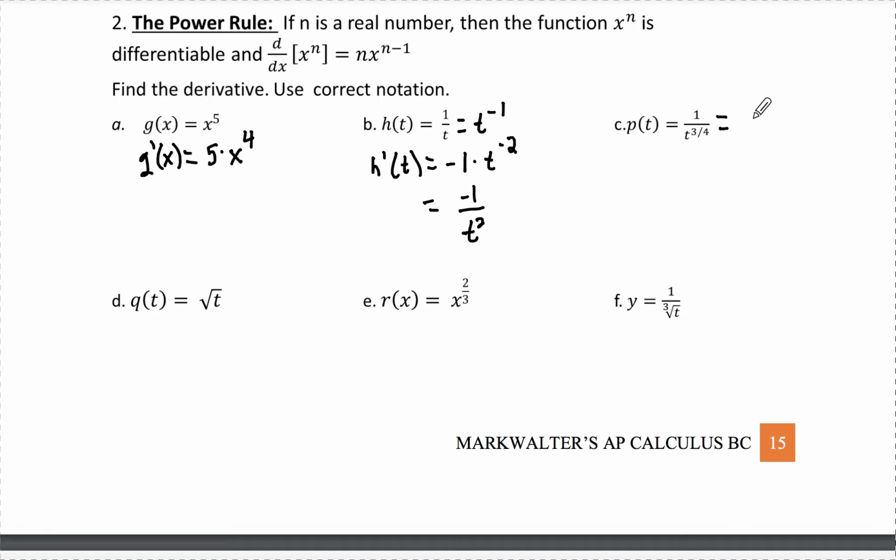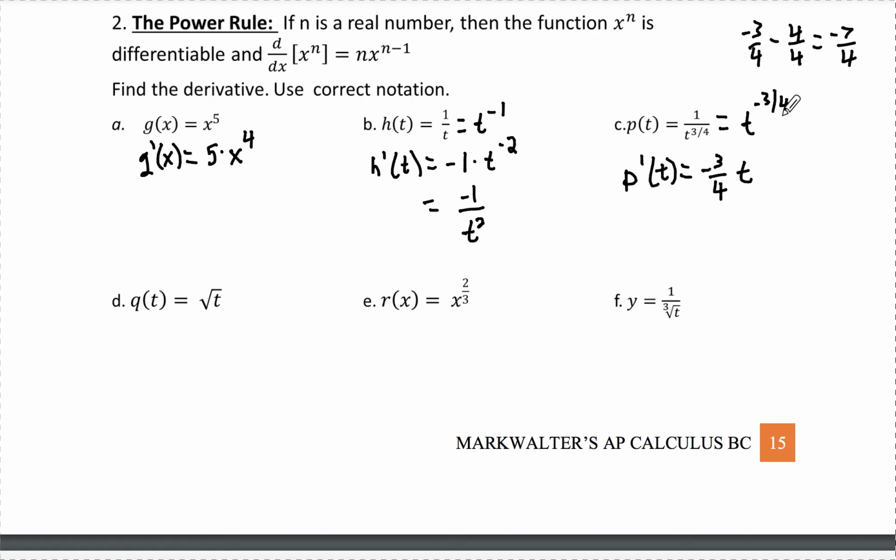We could go ahead and rewrite 1 over t to the 3/4 power as t to the -3/4 power, and find its derivative. P prime of t is going to be, I'll bring down that power that I see, -3/4. I'll keep the base, but I'll subtract 1 from that power. Now you might go, oh, I'm a little afraid of subtracting fractions. Don't worry about it. -3/4, if we want to subtract 1 from it, is the same thing as subtracting 4 over 4. So it becomes -7 over 4.